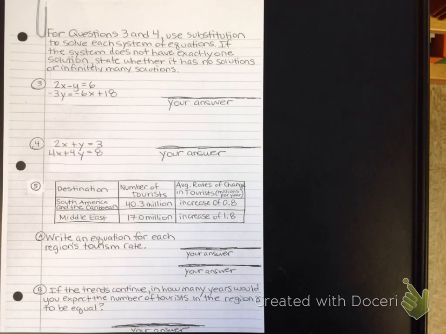For the next two, we need to solve the system using substitution. So we're either going to have, again, one solution, no solution, or infinitely many solutions. So the first thing we need to do for substitution is we need to make sure that the first equation or the second equation, either one, is equal to y or x. So I would say the second equation for number 3 would be easier to change so that it's equal to y, because all we would need to do is divide everything by -3.